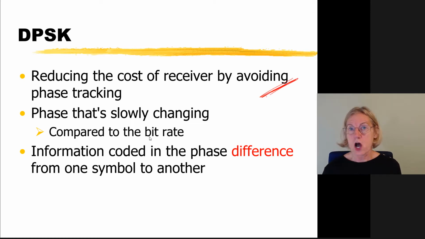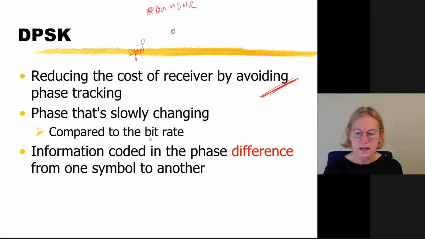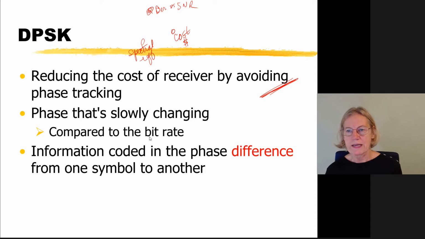It's to reduce cost. Remember, there are three things that count in a communication system. There's BER versus SNR, that's the power efficiency. There's the spectral efficiency. And then, of course, there's cost. And the reason that we would want to avoid phase tracking is because of the cost. We want to keep the cost down. So in this trade-off, I'll avoid that.